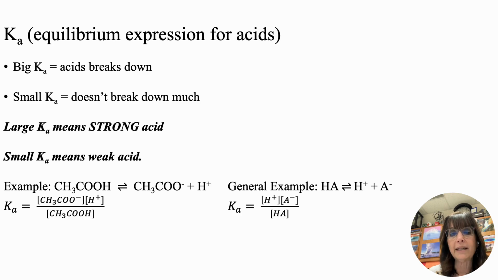So here's how you write the K expressions. Guys, products on top, reactants on the bottom. And in this case, they're all aqueous, so you include them all. And that's how you write a Ka expression. Oh, by the way, you can also do Kb for bases.